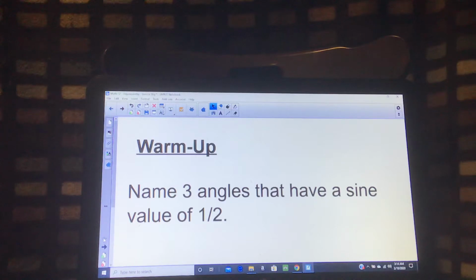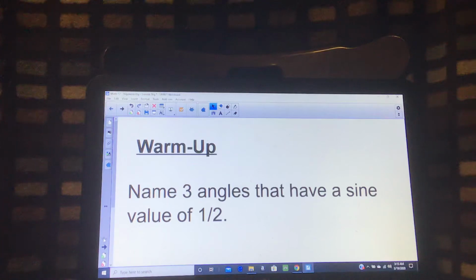If I were in class, I would have given you this as a warm-up. It's worth thinking about. It asks you to name three angles that have a sine value of 1/2. If you really want to see if you could do it, it's on a video, you could pause it and see if you can come up with some angles. I'm just going to go ahead and name some.